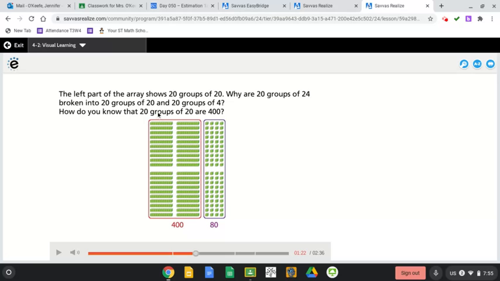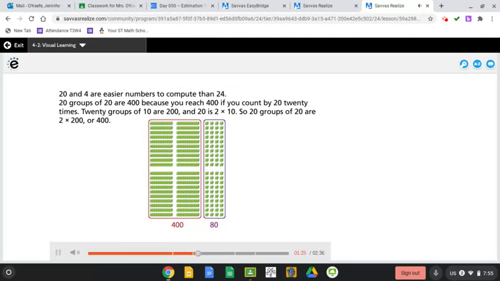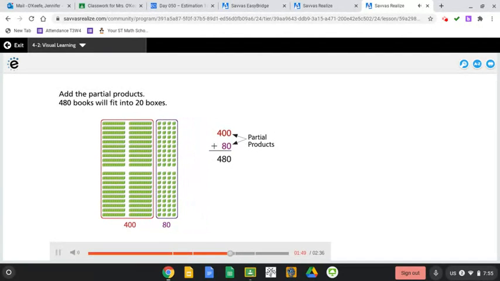Now, why is it broken up into 20 groups of 4 and 20 groups of 20? Well, because 24 is broken into 20 and 4. 20 and 4 are easier numbers to compute than 24. 20 groups of 20 are 400 because you reach 400 if you count by 20 times. 20 groups of 10 are 200, and 20 is 2 times 10. So 20 groups of 20 are 2 times 200, or 400. Add the partial products. 480 books will fit into 20 boxes.